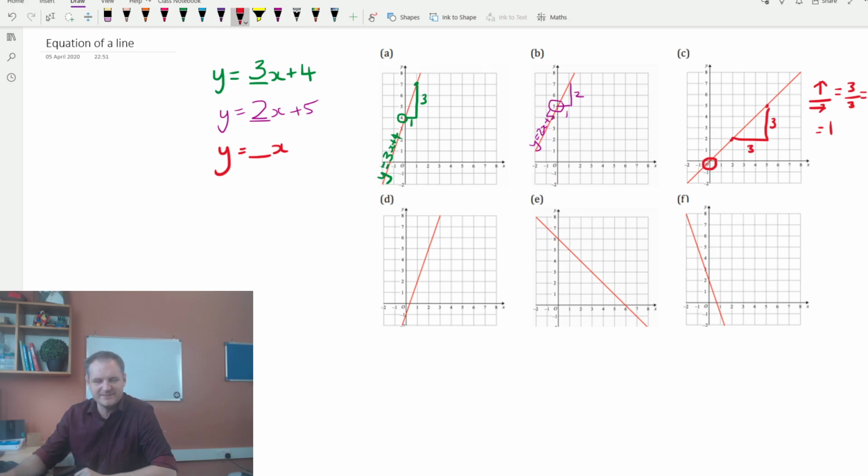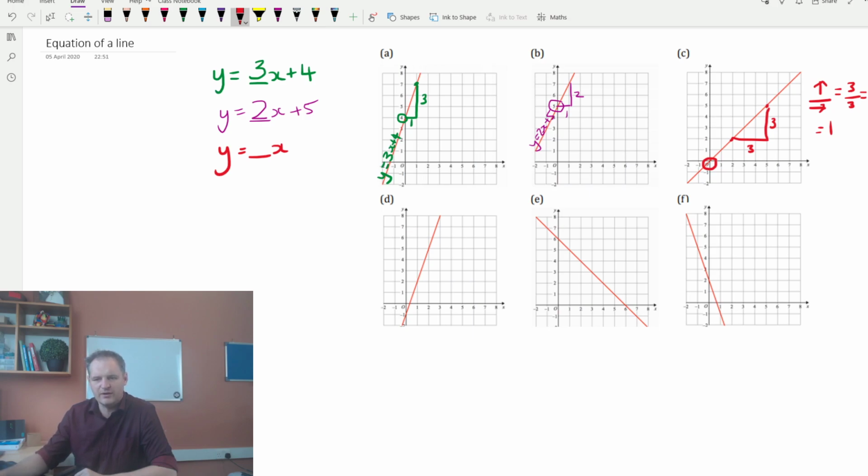The green one I did, it cut through at 4, so I put a 4. Then I went along 1, up 3, so that tells me it was 3x plus 4. The purple one, it cut through at 5, which gave me the 5, and then went along 1, up 2, so it must be 2x.